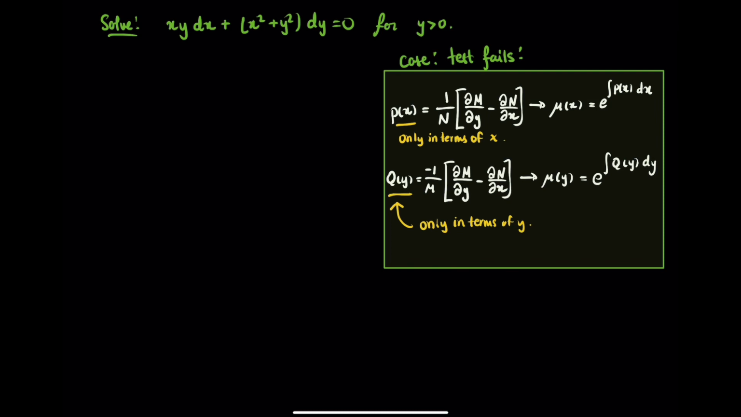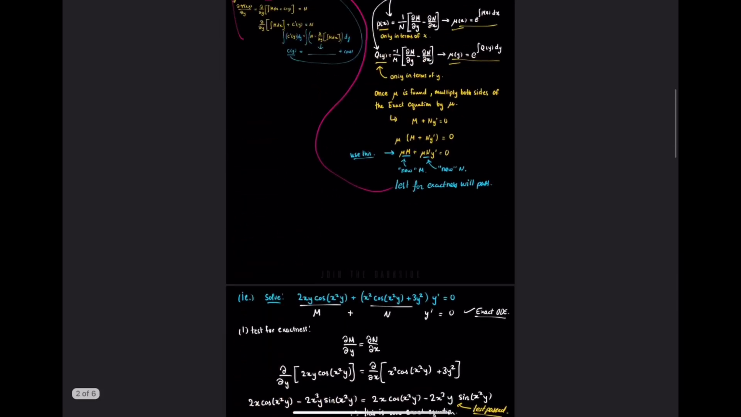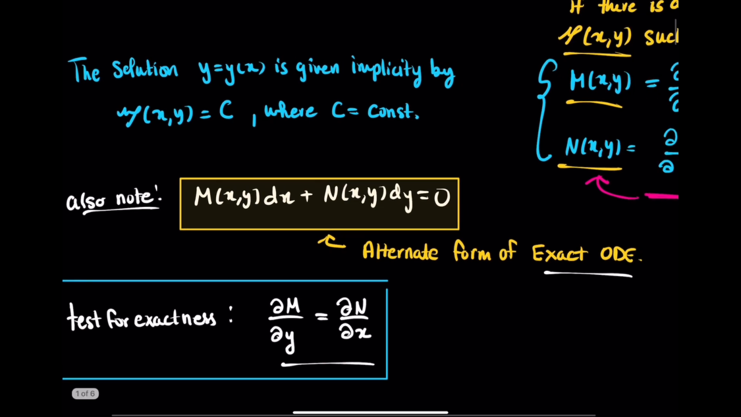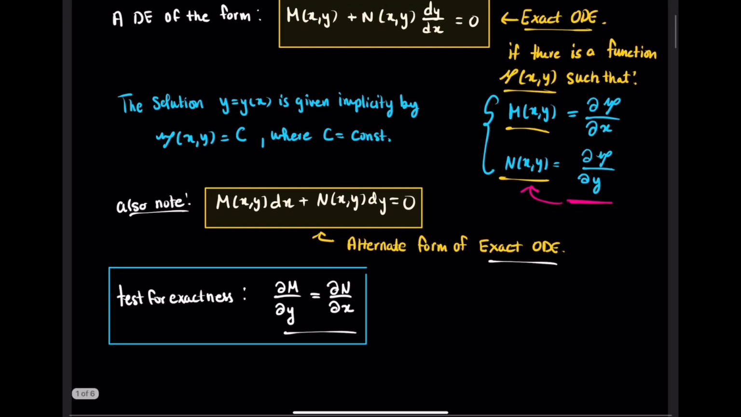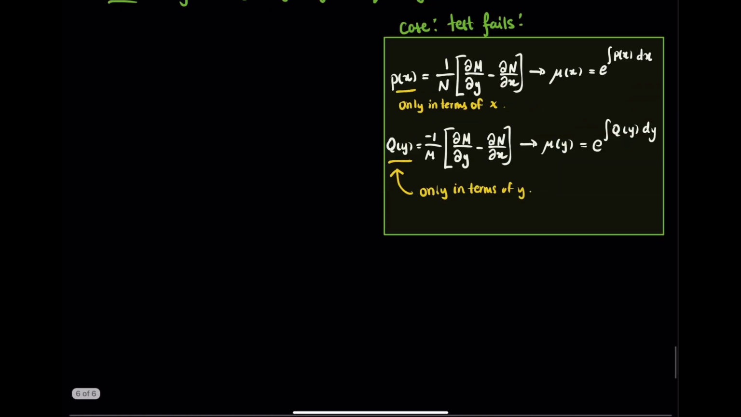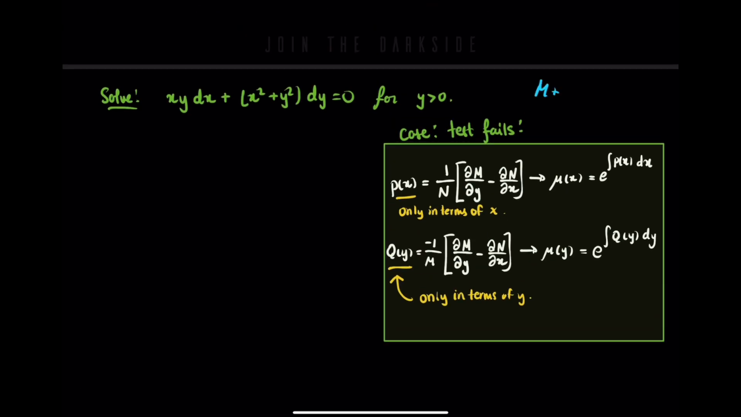First thing I'd like to address is this equation is written in an alternate form of an exact ordinary differential equation. On the first page, I said right here that this is also an alternate form of exact ODE, but I don't like this form personally. It just doesn't click in my head. I like M plus N y prime. So let's quickly make it into M plus N y prime equals 0. Let's divide both sides by dx. So xy plus (x squared plus y squared) y prime equals 0. And therefore, this is M, this is N, this is y prime, and this is 0.